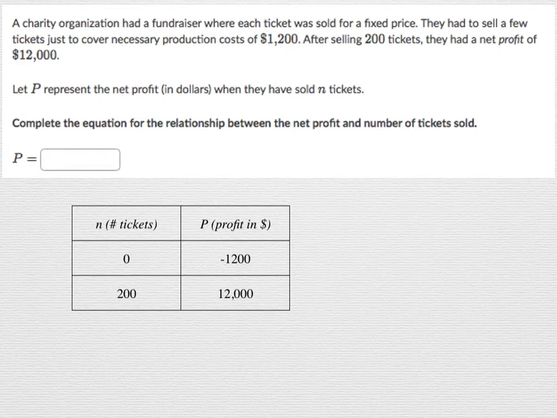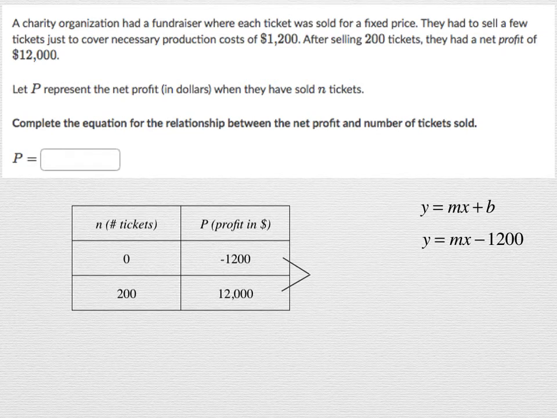Because I know that these tickets are selling for a fixed price, this is a linear function. And in a linear function, I have y is equal to mx plus b, where m is my rate of change and b is my y-intercept. As far as the initial value or the y-intercept, that will be negative 1,200. And my rate of change, I don't know what that is. I don't know what the price of a ticket is, but I can figure out the change in y and the change in x to get my rate of change.